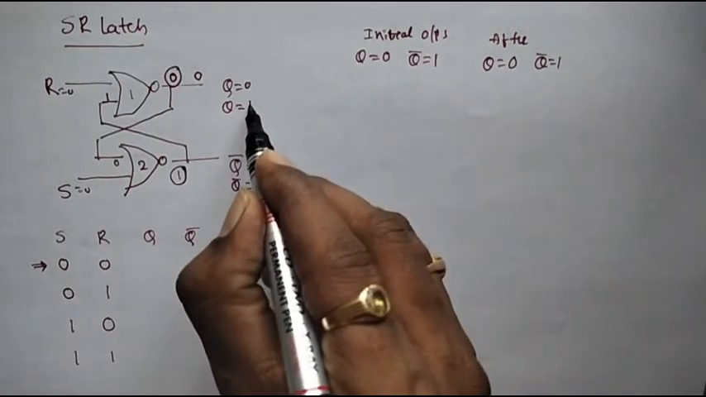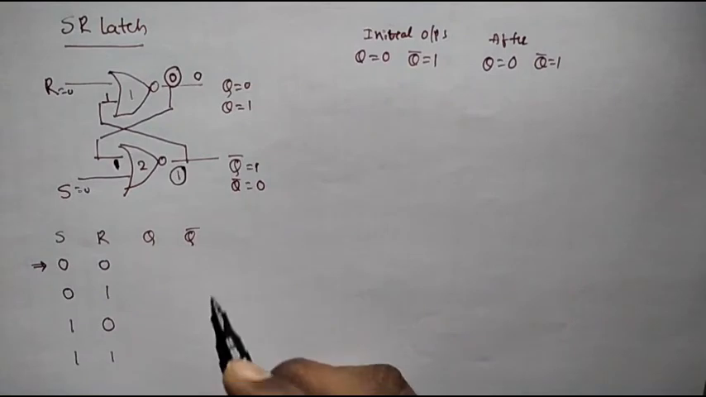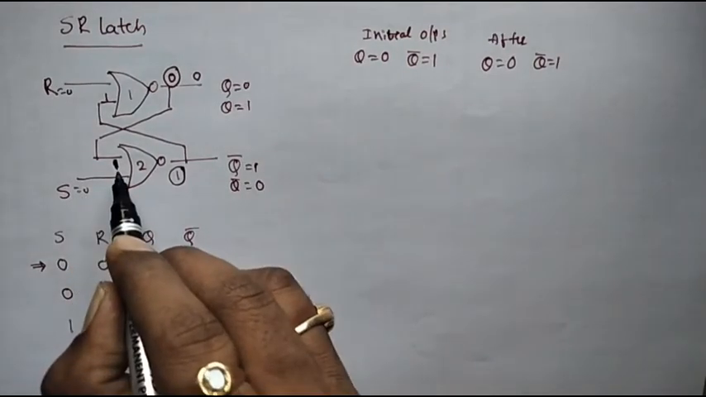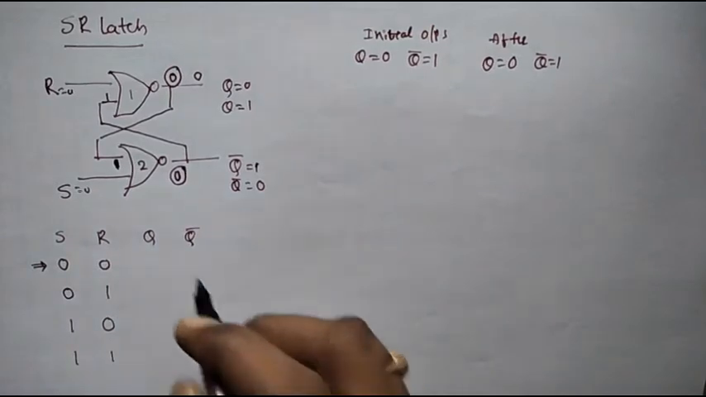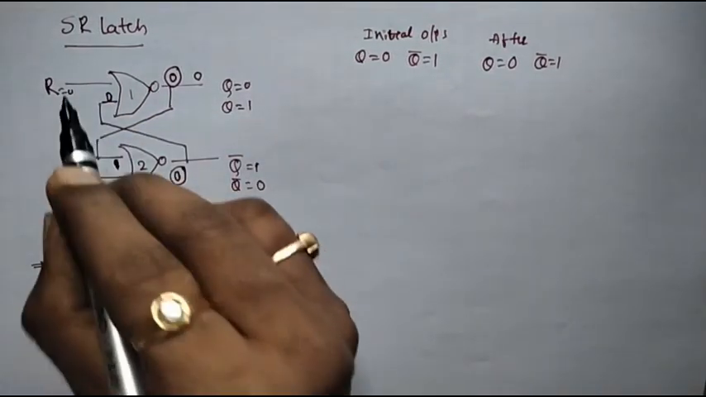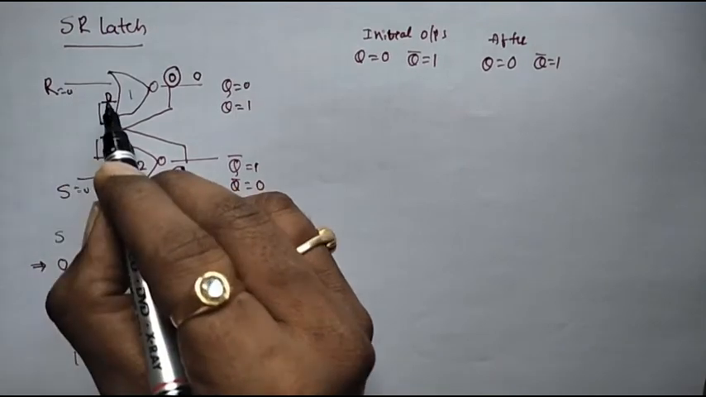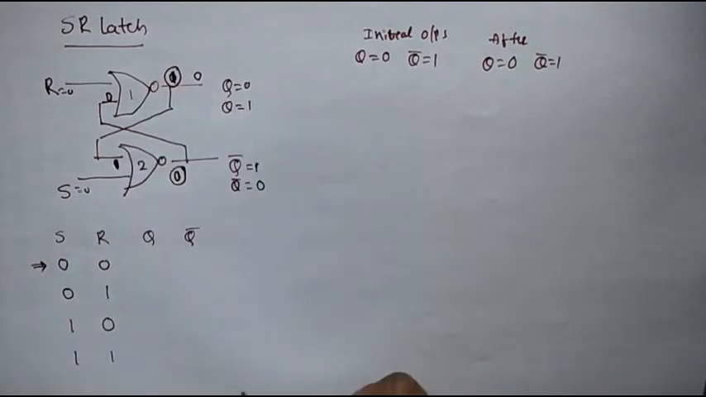Now this 1 will appear here. This will become 1. When 0 is NOR with 1, the output will be 0. I can write it as 0 now. This 0 will go here. 0 will appear here. This 0 NOR with 0 will produce output as 1. Again this 1 will appear here.